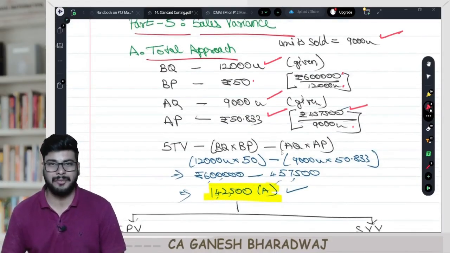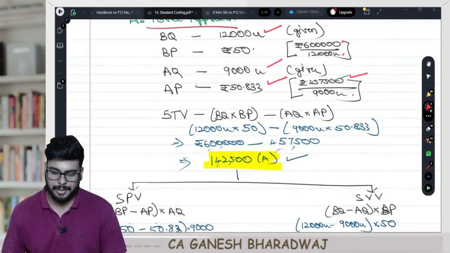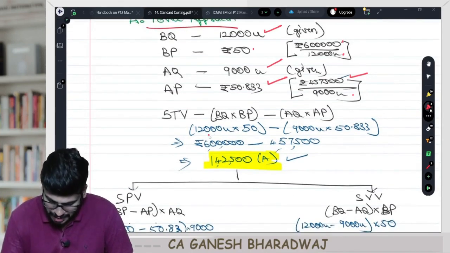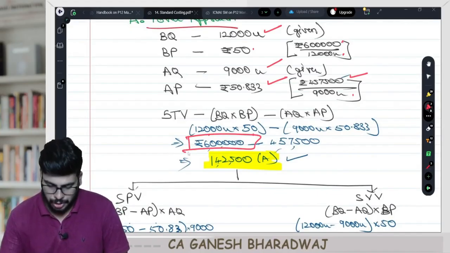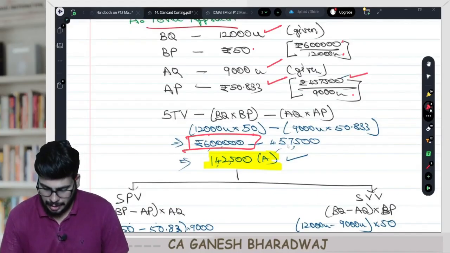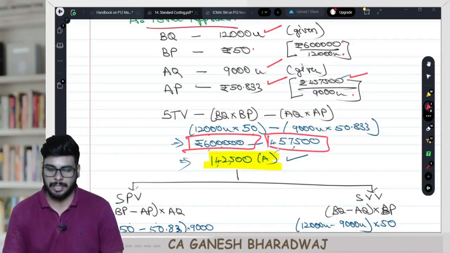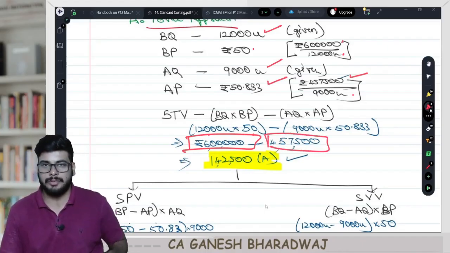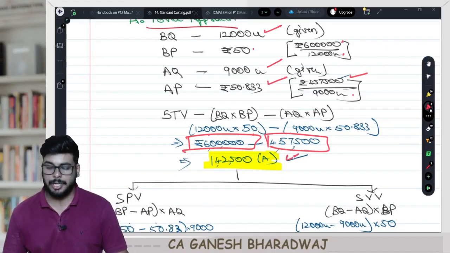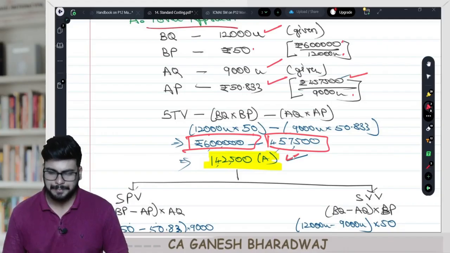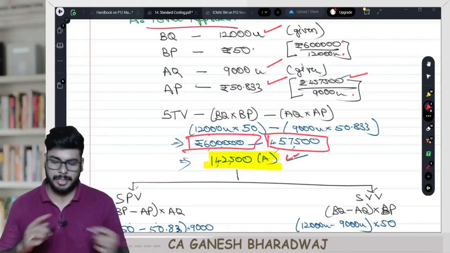Fine. Now you have the figures, just substituted. Now sales total variance, budgeted quantity into budgeted price, 12,000 into 50. I was expecting to generate a sales turnover of how much? Turnover of 6 lakh, but I actually ended up getting a turnover of only 4,57,500. Basically, my sales has dropped by how much? 1,42,500 rupees adverse.